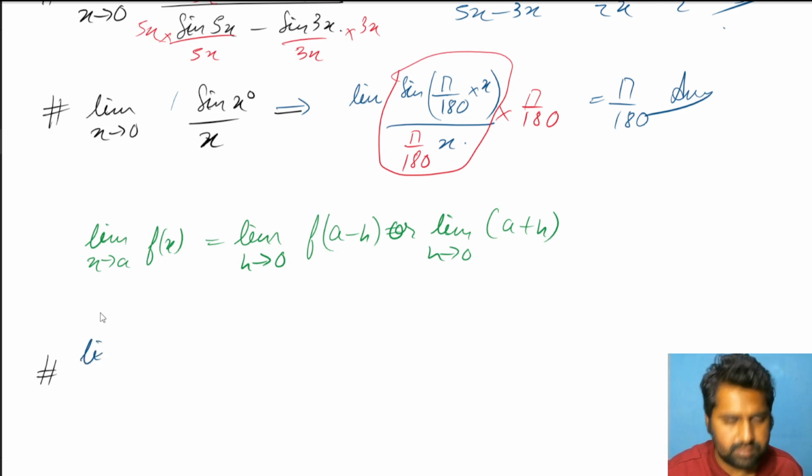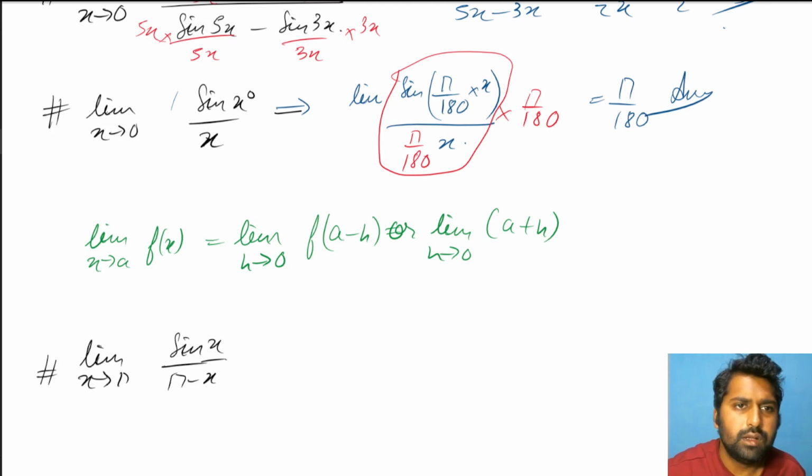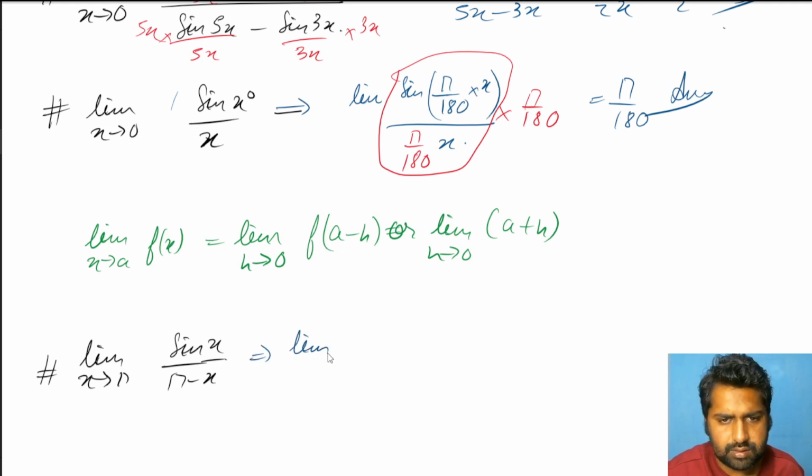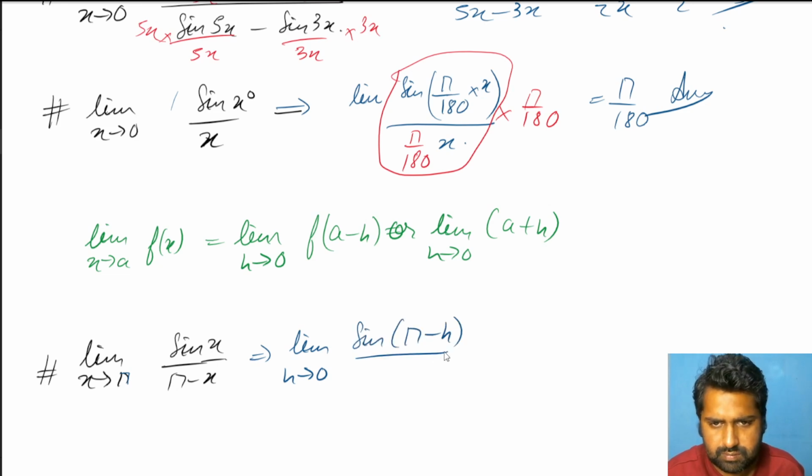Question is limit x tends to pi of sine x upon pi minus x. Okay, so let's change it. First of all, convert it in h: limit h tends to 0, replace x with a minus h, which means pi minus h. Replace it with pi minus h or pi plus h, your call. I'm replacing it with pi minus h.